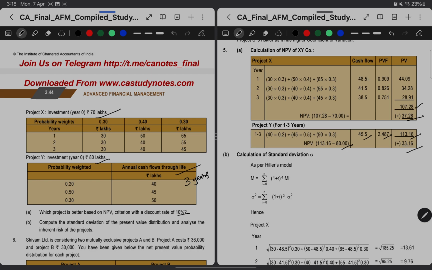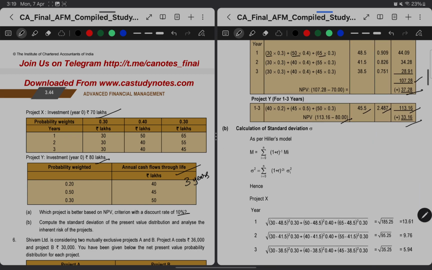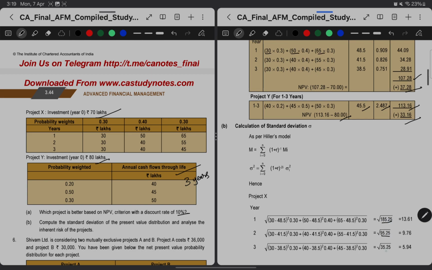So this 48.5 we will reduce with respective years, respective probabilities 30, 50 and 65, and then square the difference and multiply with the probability, and we will get a variance. So in case of first year it is 185.25, and second year 95.25, third year 35.25. Square rooting this, we'll get standard deviation for yearly cash flows.